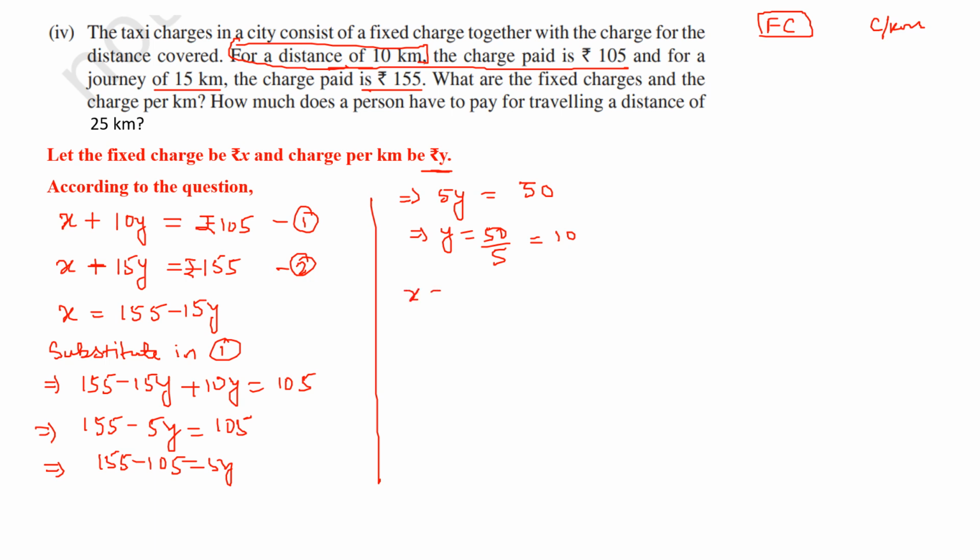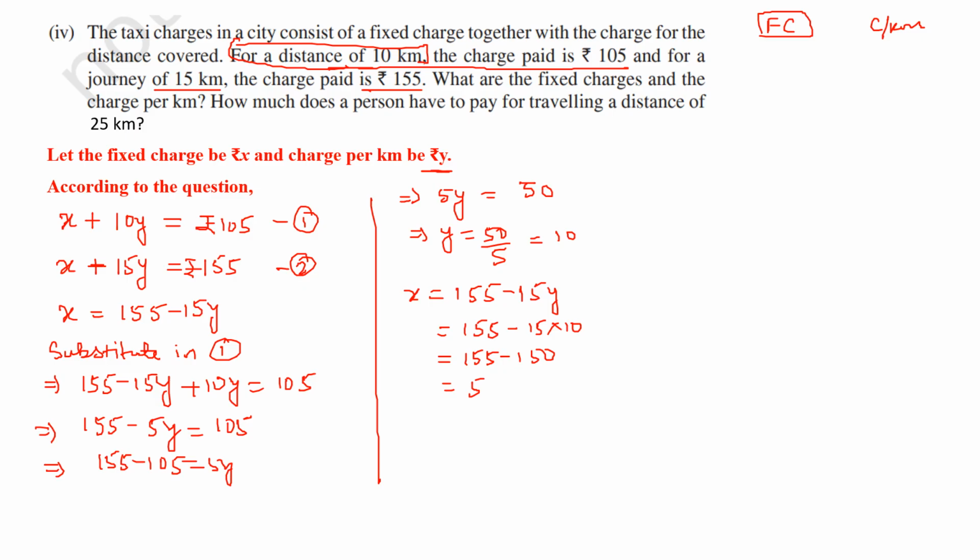Now once you get the value of y, let's find the value of x, which is 155 minus 15y. So 155 minus 15 into 10. From here I will get 155 minus 150, which will give me 5 rupees.